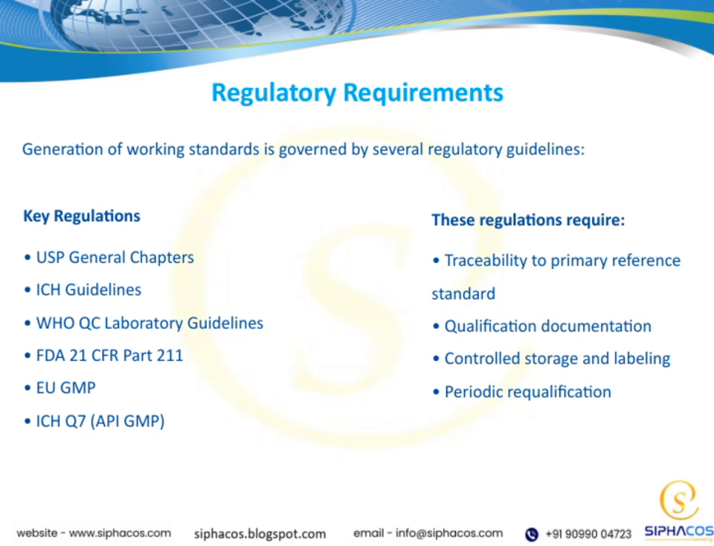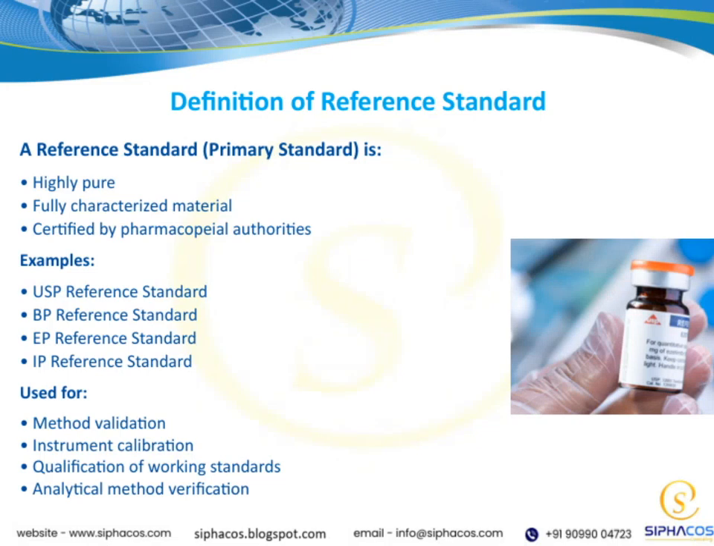Now, these regulatory requirements are outlined by several key guidelines. These include USP General Chapters, ICH Guidelines, WHO QC Laboratory Guidelines, FDA 21 CFR Part 211, EU GMP, and ICH Q7 for active pharmaceutical ingredients. All of these frameworks work together to create a comprehensive approach to quality control. Understanding and adhering to these regulations is fundamental to maintaining compliance and ensuring our products meet the highest standards of quality and safety.